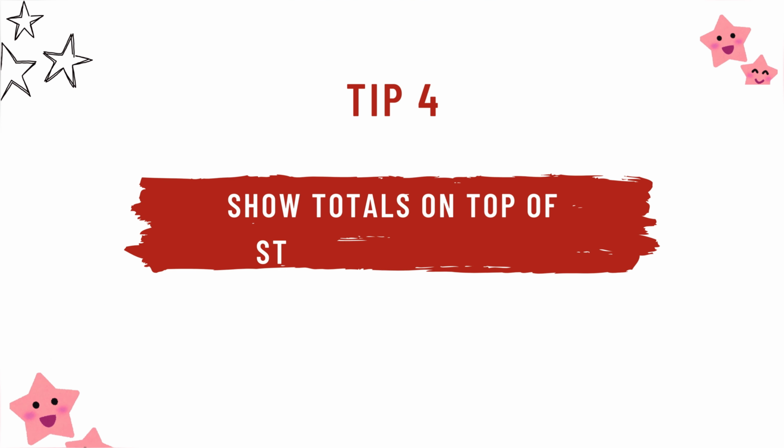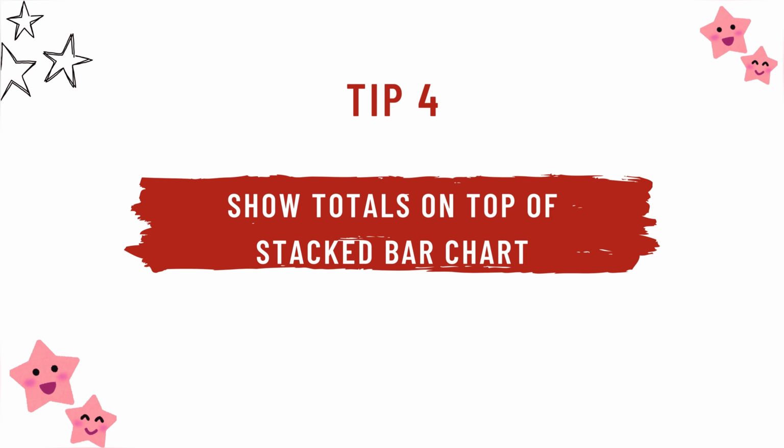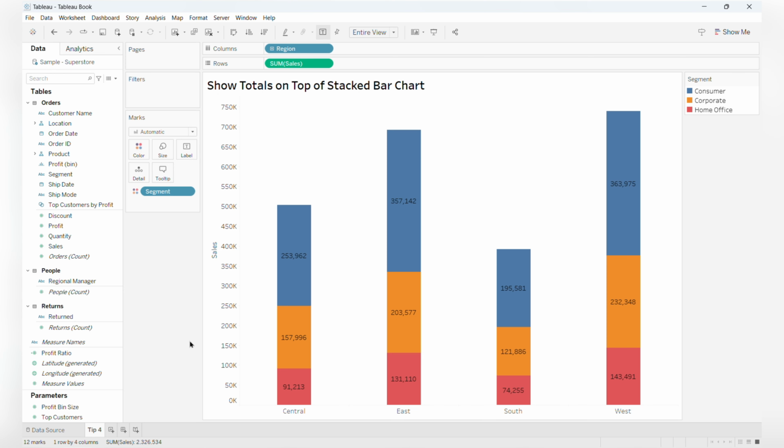Tip number 4. Show totals on top of stacked bar chart. Here we have a stacked bar chart displaying sales by region and segment. By default, the chart shows individual segment values for each region. But what if you want to show the total value on the top of each bar as well? To achieve this, we will use a feature called reference lines. Let me show the process.